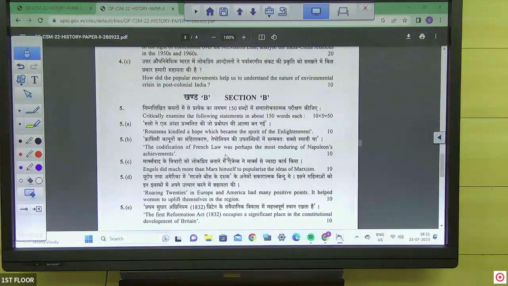If you look at this, from the first day onwards we will discuss these: Enlightenment, French law, Marx. So why, sir, are Rousseau and Marx given? Go to the second paper. The second paper consists of how many topics? 27. In that, unit number 1 to unit number 12. What is the 12th unit?